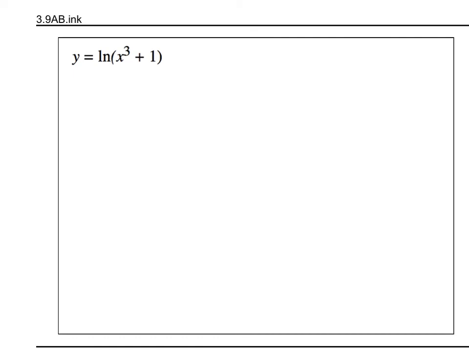Okay, here's another chain rule, but now the outside function is the ln, the inside function is the x cubed plus 1. So this is a u prime over u problem. I'll set it up the long way, and then when you're comfortable, you can kind of condense it to the u prime over u shortcut.